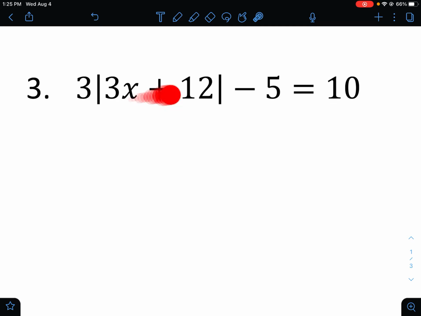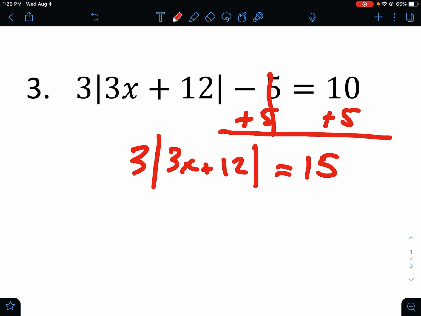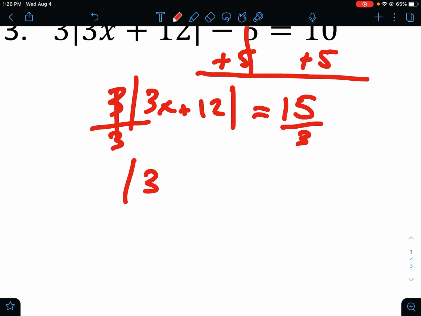Here, again, we're going to need to isolate the absolute value. So everything that's on the outside is going to need to go to the other side. We start here. I'm going to add the 5. You always start by moving the adding and subtracting one over first. So now I have 3 times the absolute value of 3x plus 12 equals 15. Then I can divide by the 3, giving me the absolute value of 3x plus 12 equals 5.